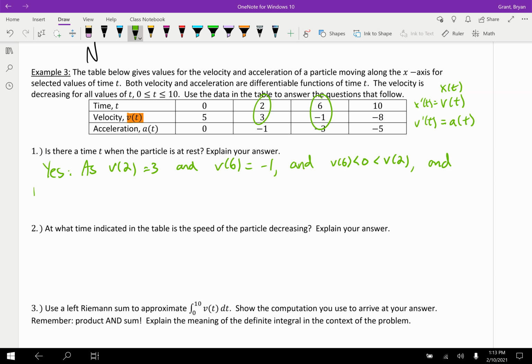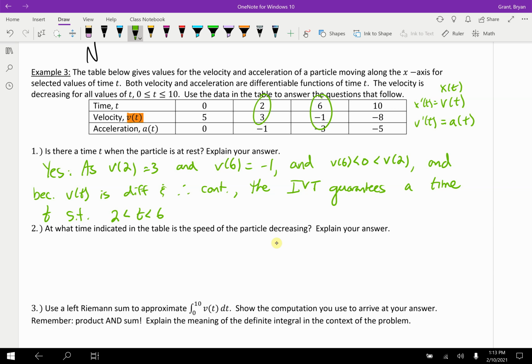So, because v of t is differentiable, and therefore continuous, the IVT guarantees a time t such that, and I'm just going to say t occurs somewhere between 2 and 6, doesn't it? 2 less than t less than 6, where the particle is at rest. And if you wanted to explain you knew what at rest was, you could say where v of t equals 0.